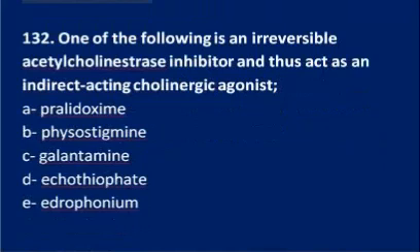Now the second MCQ: one of the following is an irreversible acetylcholinesterase inhibitor and thus acts as an indirect acting cholinergic agonist. So options are pralidoxime, physostigmine, galantamine, acetylthiophate, hydroponium. So in these options the correct option is D, because acetylthiophate is an irreversible acetylcholinesterase inhibitor and it is an indirect acting cholinergic agonist.